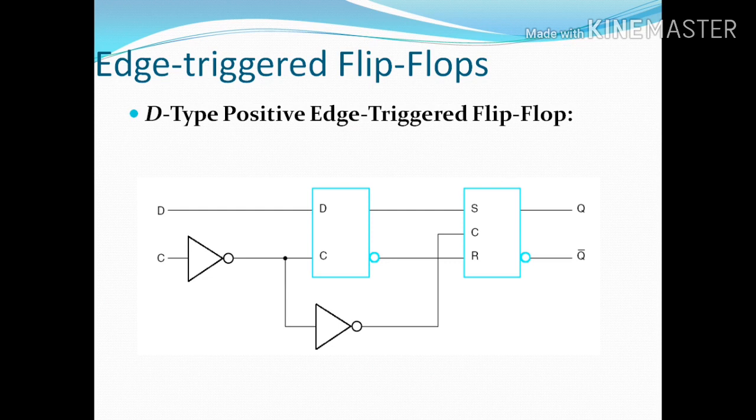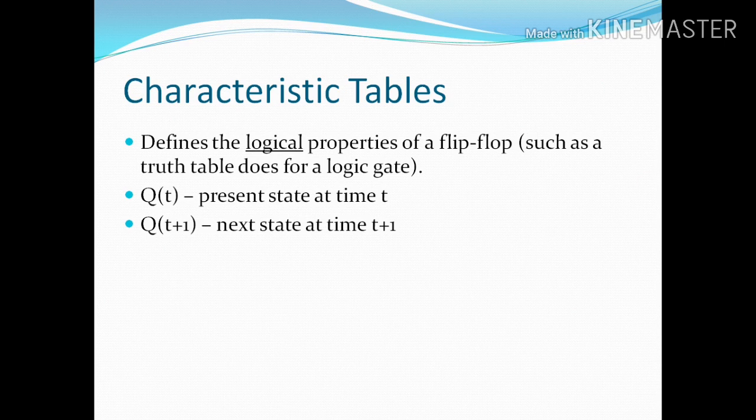D is of the master when it is active. The clock pulse always goes through a NOT gate to the master, and is also passed through a NOT gate to the slave. It defines the logical properties of a flip-flop, such as a truth table, which does not have any logic gate. Q is the present state at time T, and Q(T+1) is the next state at time T+1.